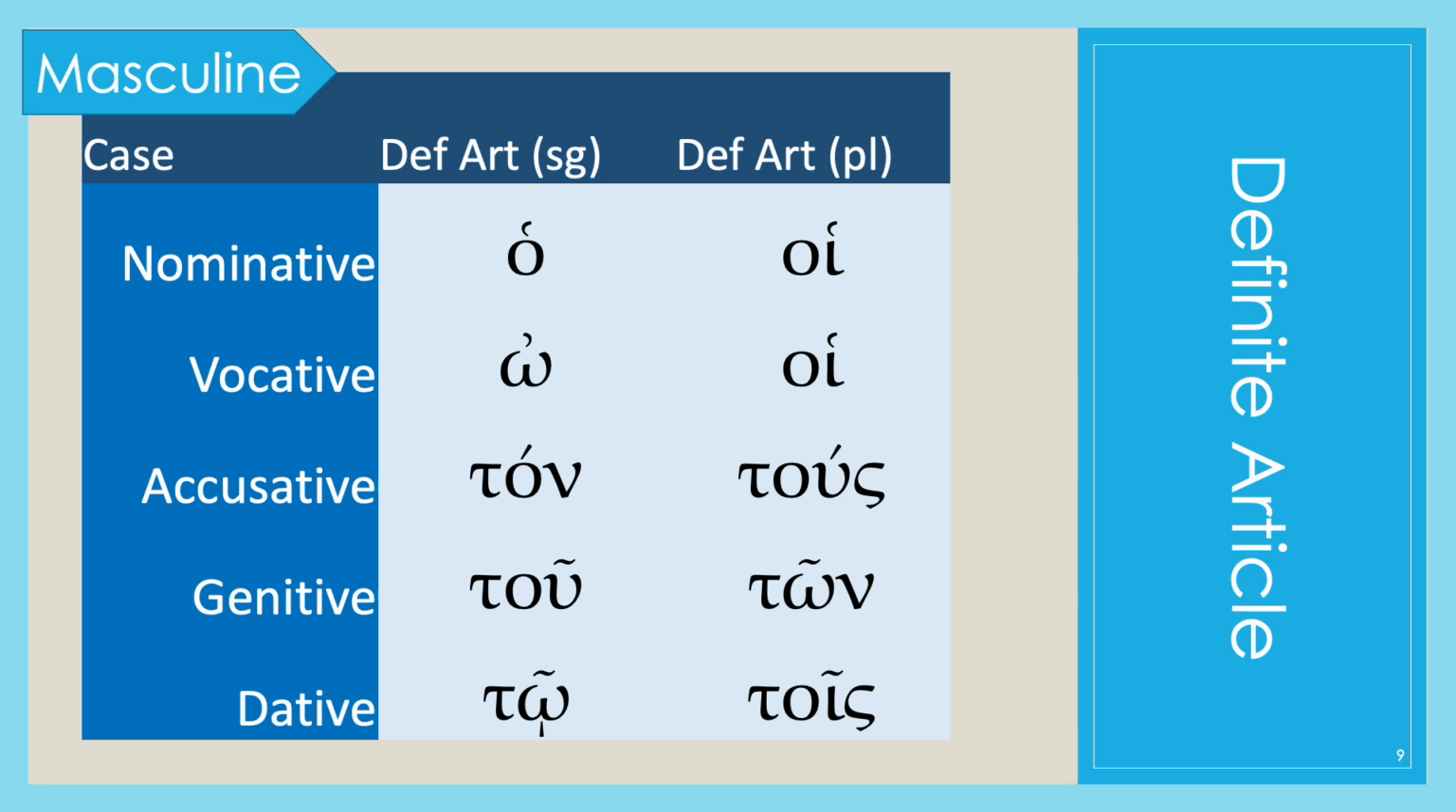Let's add the plural to that. You have hoi in both nominative and vocative, tous for the accusative, tōn again in the genitive. As I said, it's the same for masculine as it is for feminine and neuter, and tois for the dative plural. Again, remember the dative and the genitive both will have circumflexes.